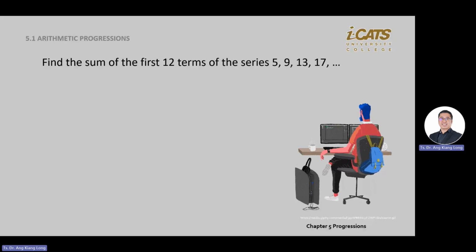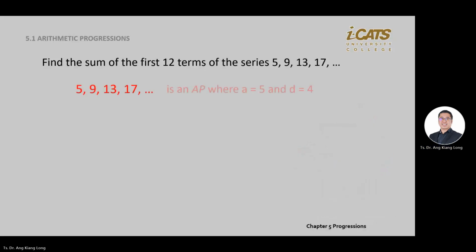Right. So here you know that it is AP, which is the difference is 4. d is equal to 4. Then you write the general equation, nth term equal to a plus (n minus 1)d. Substitute all the information you know. Here n equal to 12, d equal to 4, a equal to 5. Okay. So using the equation, it asks you to find the sum. Sum equal to n divided by 2 bracket 2a plus (n minus 1)d.